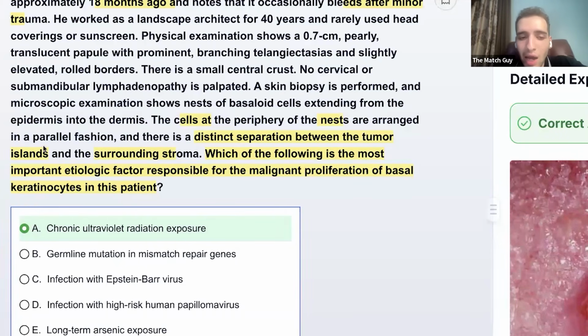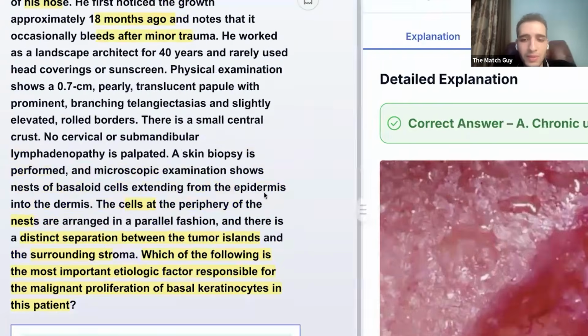The second part, I always need to ask myself, what are the other answer choices and what do they cause? Because they have to be related. So I need to know at least what type of cancer each answer choice can cause. The third thing, can you see, guys, I have read here, oh, the cells at the periphery of the nest are arranged in a parallel fashion. But I don't know what they are describing here. What is this parallel fashion? So apparently I know the answer, but there is something I am not figuring out. What is this histology? So what I need to do is figure out this histology first. I don't need to skip the question.